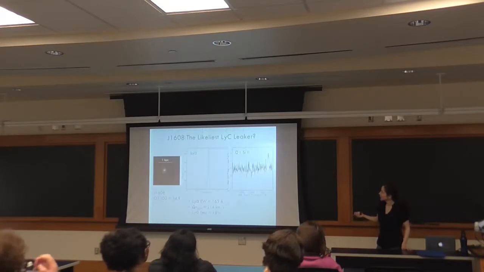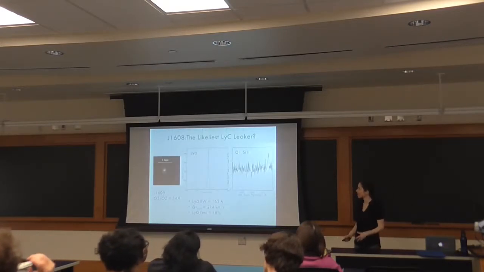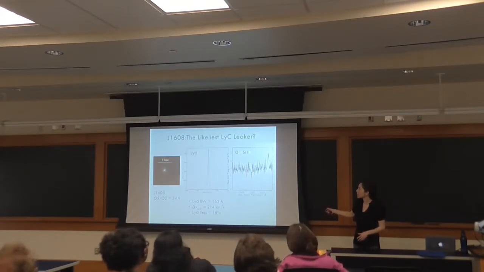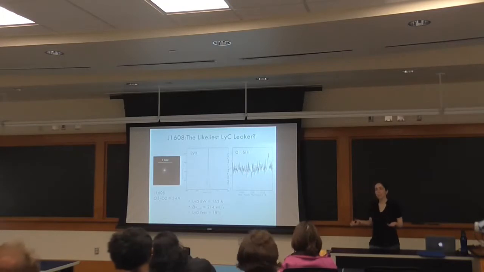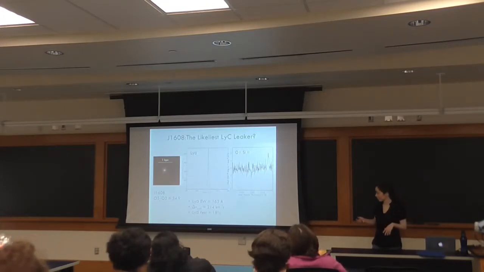So looking at J1608 a little more closely, the galaxy is extremely compact. Again, it's one of these extremely narrow Lyman alpha profiles, with very weak absorption in neutral gas. So it's a very promising Lyman continuum emitting system, and just very extreme.